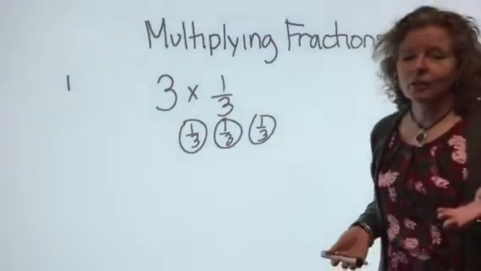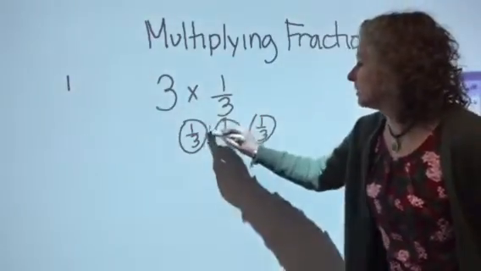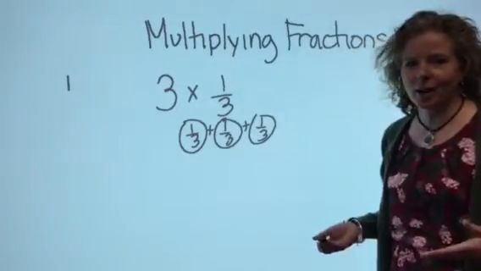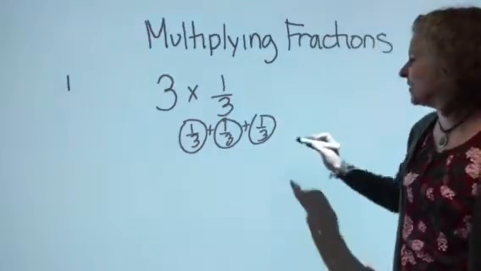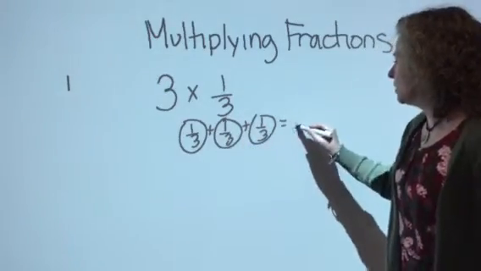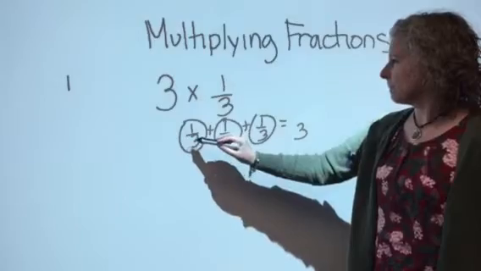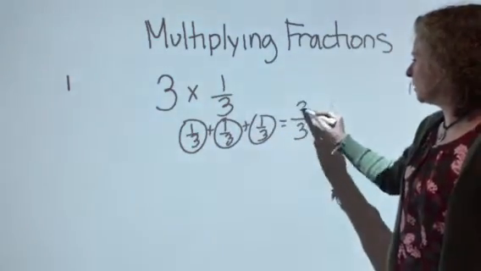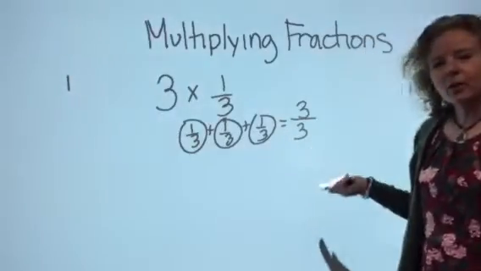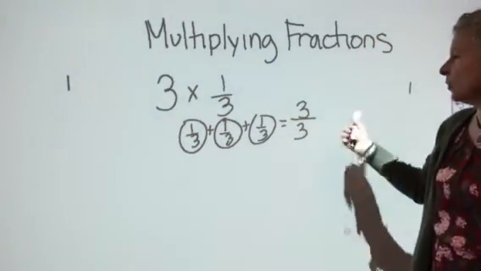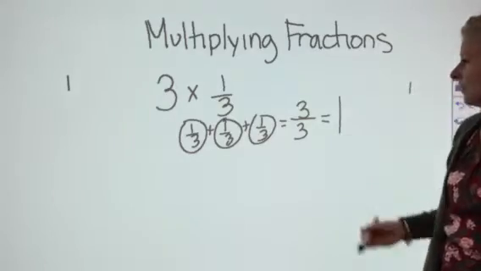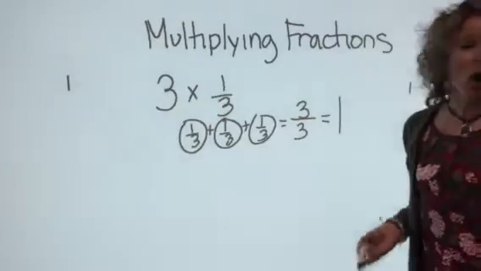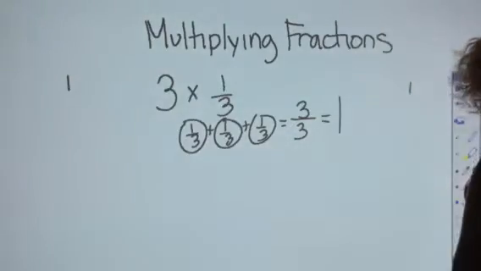Multiplication is just repeated addition. That's all it is. So we're going to add these. Can we add fractions that have the same denominator? Yes, we've been doing that for weeks now. The denominator is going to be 3. And 1, 2, 3. The numerator is going to be 3. 3/3. If the numerator and the denominator are the same, it's just another way of saying 1. That's all we're doing when we're multiplying fractions.